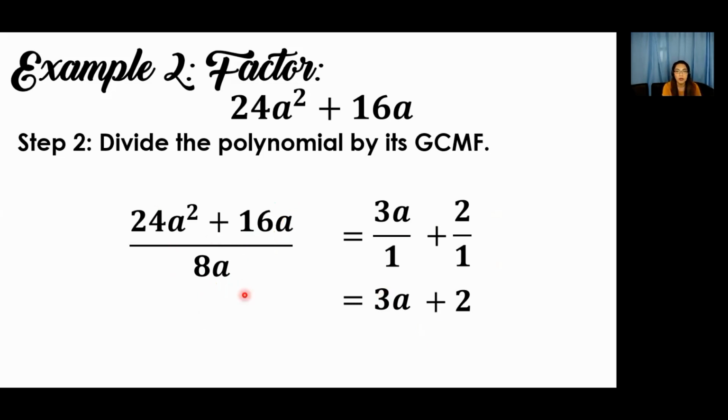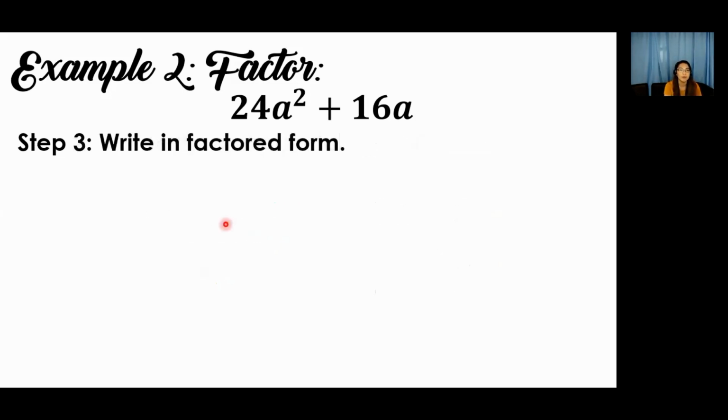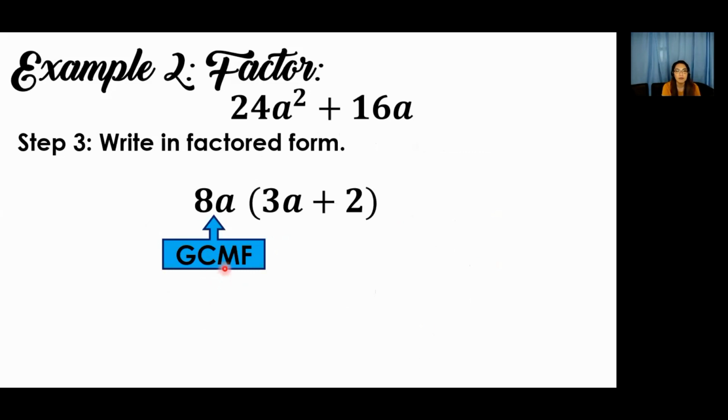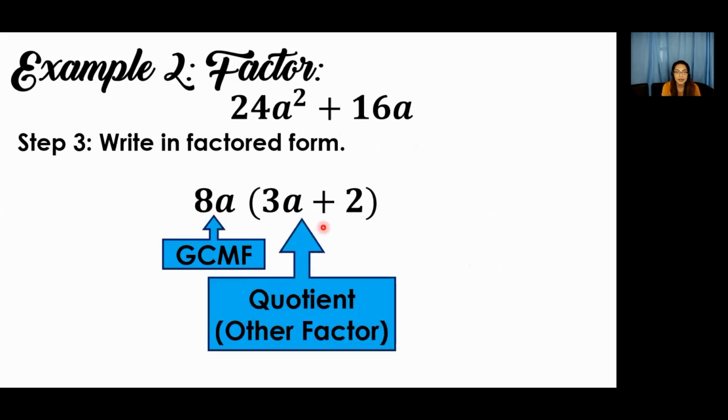So, here is our GCMF, 8A. And then yung 3A plus 2, yung ating quotient. At yan yung kakailanganin natin sa step number 3 wherein we are going to write it in a factored form. So, 8A times the quantity of 3A plus 2. So, yung GCMF natin ay yung 8A at yung quotient natin kanina ay yung 3A plus 2. So, this is our factored form for the given example number 2, which is 24A squared plus 16A. So, they are equal. This is the factored form and then this is our given.